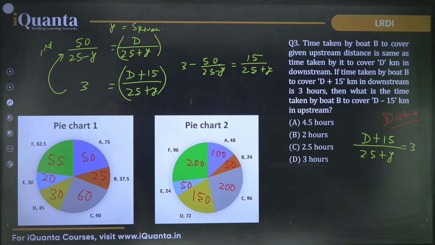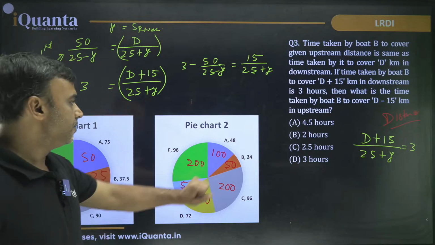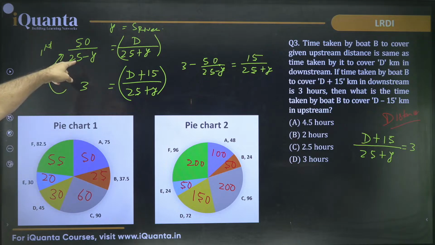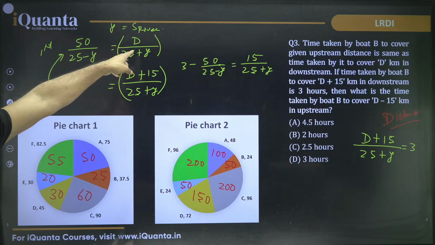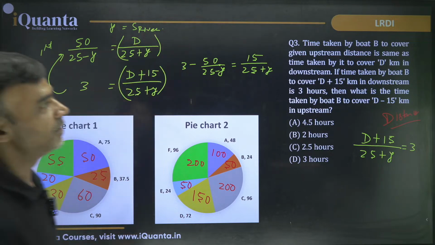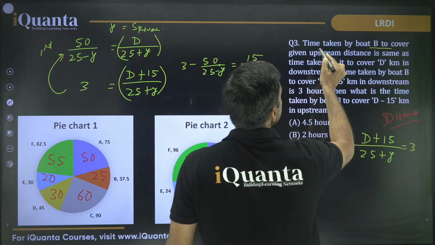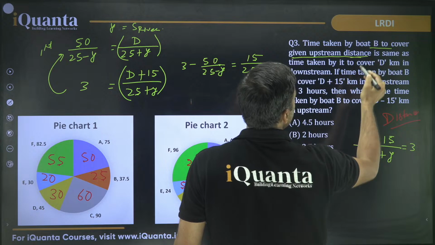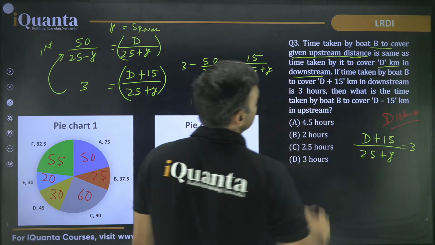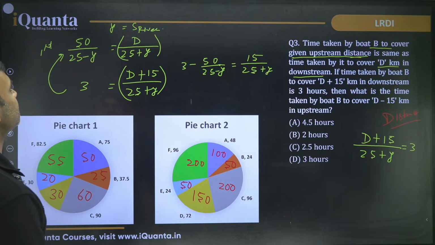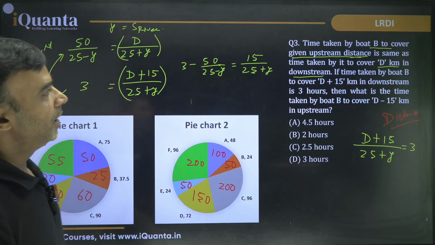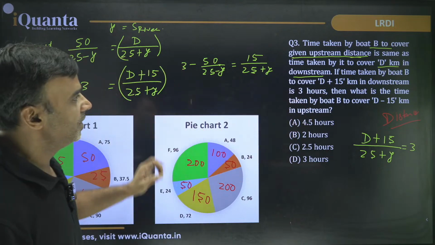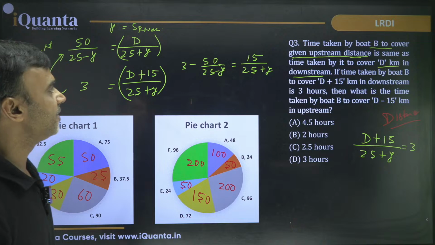So upstream distance is 50 kilometers. Speed is 25. Normal speed is 25. So reverse speed subtract होगा because upstream बोल रहा है. And D distance is given to be traveled in downstream. Read the question. Question पढ़ना है सिर्फ. Given distance in upstream direction and D distance in downstream direction, that time is same. That's what the question is saying. And दूसरा, time taken by B to cover D plus 15 in downstream is 3 hours. That is also given. We have to find the distance travelled in D minus 15 kilometers.